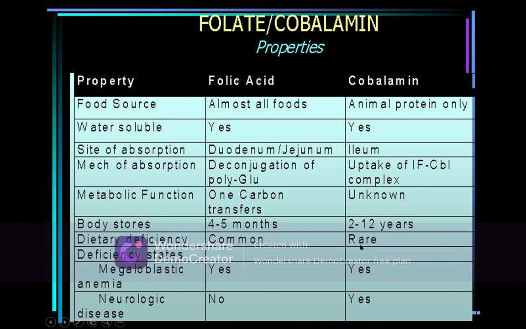In plant kingdoms, there are very hardly any traces of cobalamin. Deficiency state causes megaloblastic anemia or macrocytic anemia in the blood picture in both cases. Neurological manifestation is highly seen in cobalamin deficiency. It is not seen in folic acid deficiency. Folic acid deficiency will cause neural tube defects. Cobalamin deficiency will not cause neural tube defects in the fetus. So this is the difference.